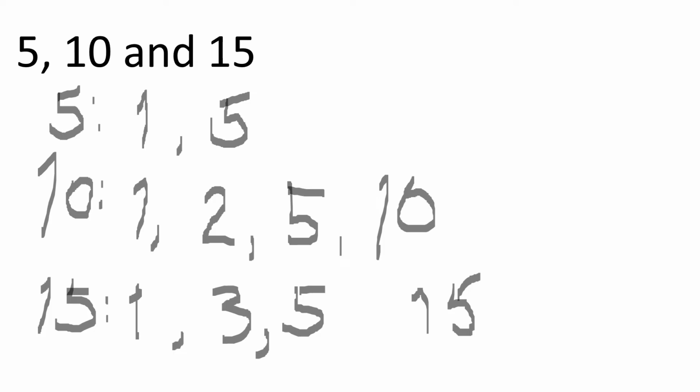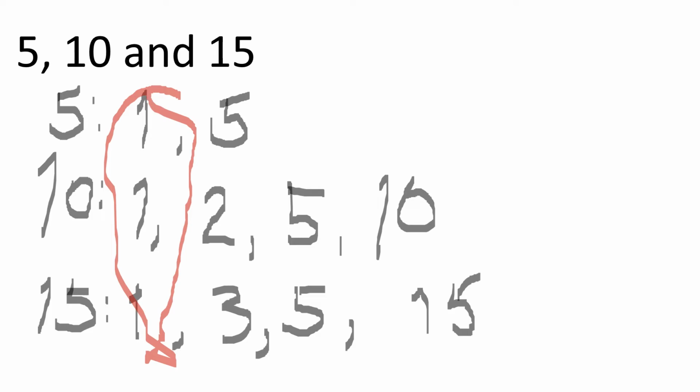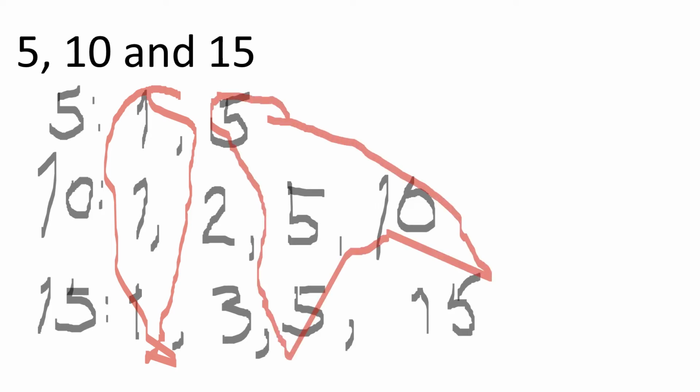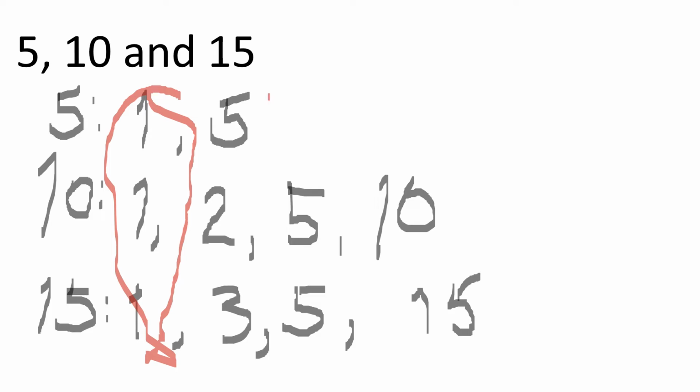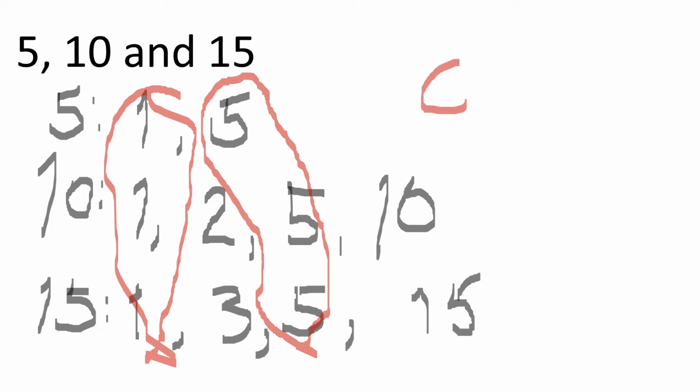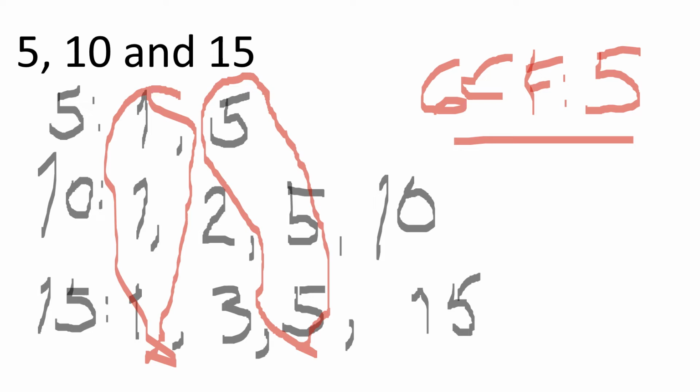Now from these factors, let's get all the common factors. So we have 1 and 5. So from 1 and 5, what will be our GCF? The greatest common factor is 5. Okay?